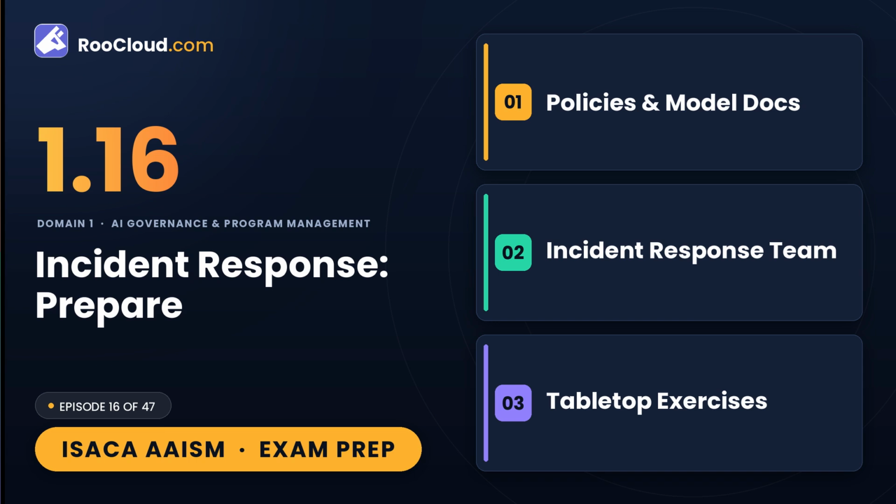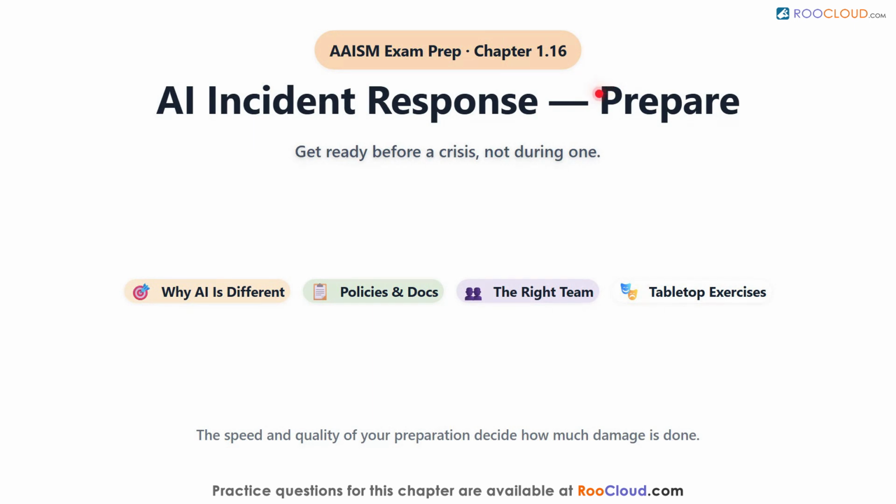Welcome to Domain 1, Section 1.16, the prepare phase of AI incident response. In this session, we will cover why AI needs its own incident response approach, the unique incidents it faces, and how to prepare through policies and documentation, the right response team, and realistic tabletop exercises.